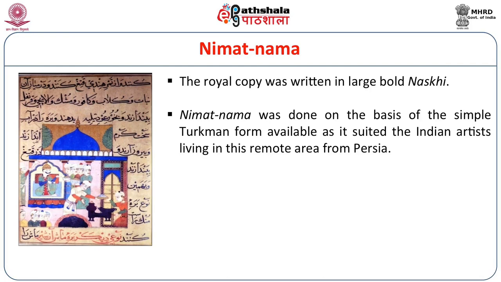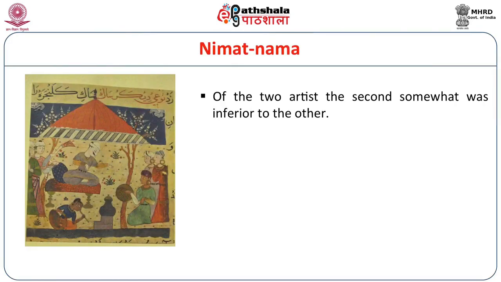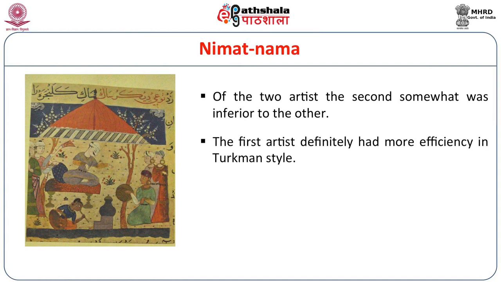The Nimatnama was done on the basis of a simple Turkoman form, as it suited the Indian artists living in this area remote from Persia. We have to understand that in all the illustrations, the king appears in the middle, and a raised mustache can be attached to the royal name. Of the two artists, the second was somewhat inferior to the other. The first artist definitely had more efficiency in the Turkoman style and could have been from Persia. The second artist could have been an indigenous artist who was trained by the first artist.